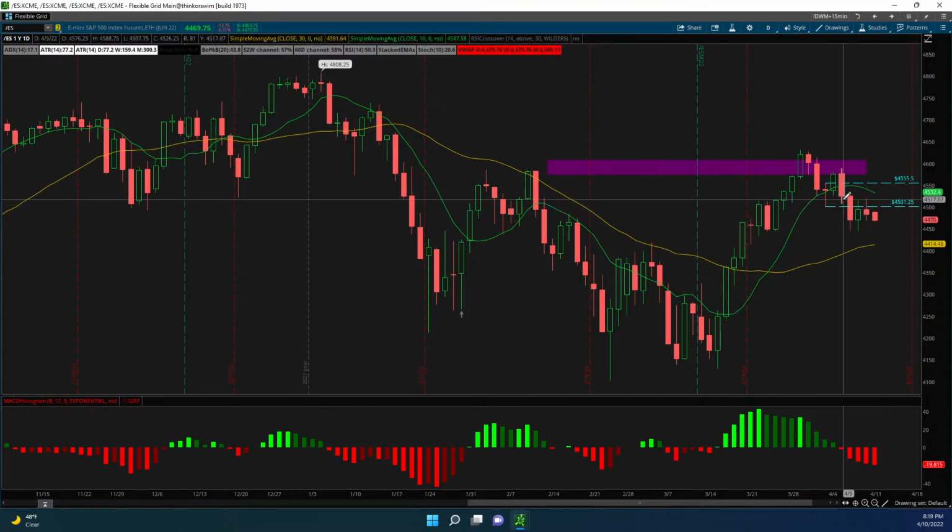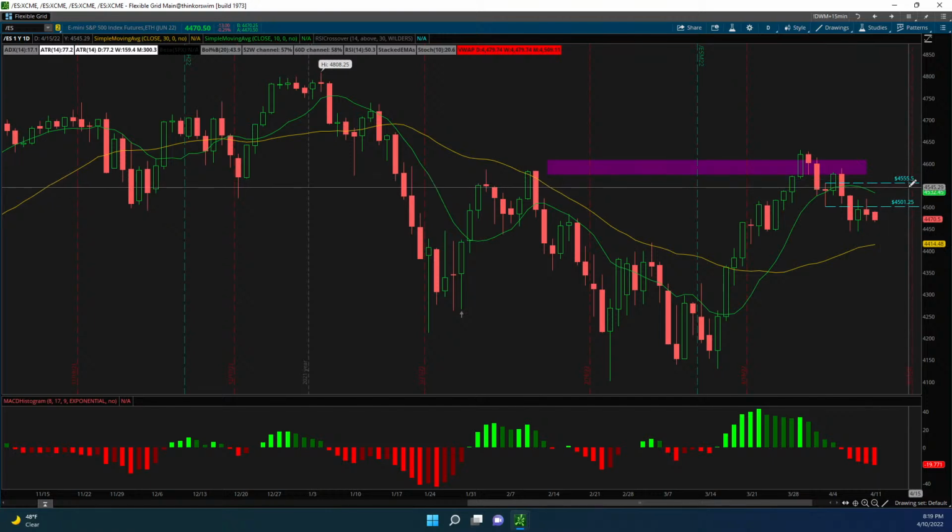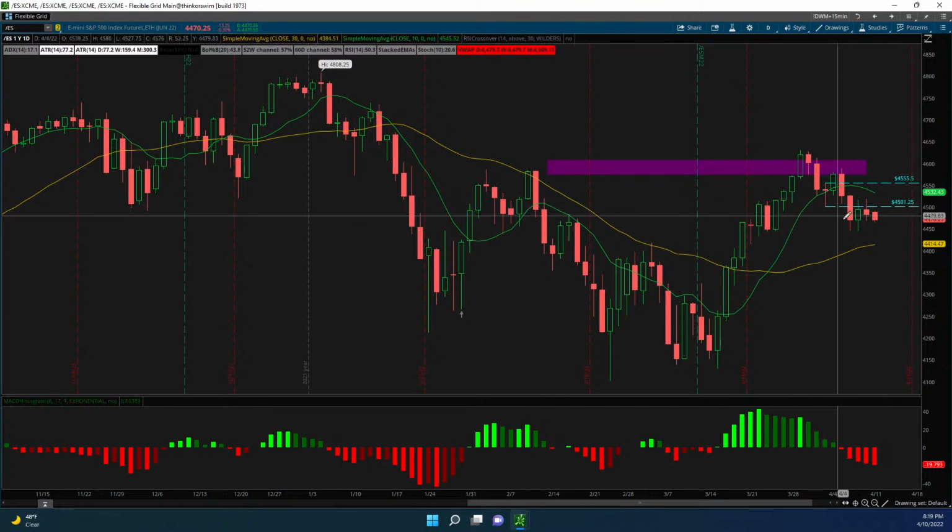My bias again on this one is to the downside, just because it's below the opening range of the first day. So that is the first day right here, April 1st. The up end is 45.5, and the bottom right here is 4500. So moving down, my bias is to the downside for now. Okay.